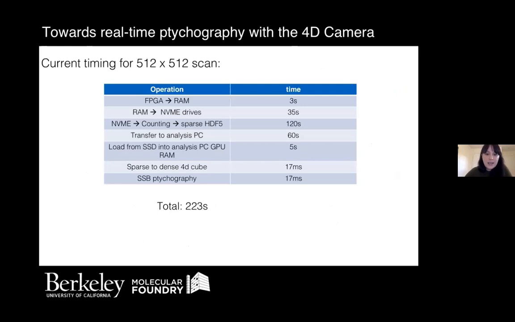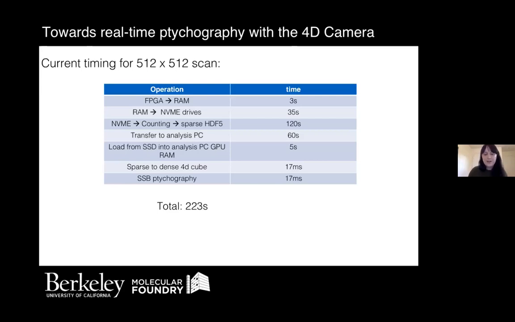Here's our current timing and timing limitation. It takes about 220 seconds to go from this data cube that's 150 gigabytes to an image that you can assess and then determine if you want to save for further manipulation or to delete because your experimental parameters are not what you want. Again, the transfer to the counting PC and the counting operation itself takes about 2 minutes. And then we additionally have to do some more transfer operations that we're trying to remove to get it onto the GPU to do our single sidebands.